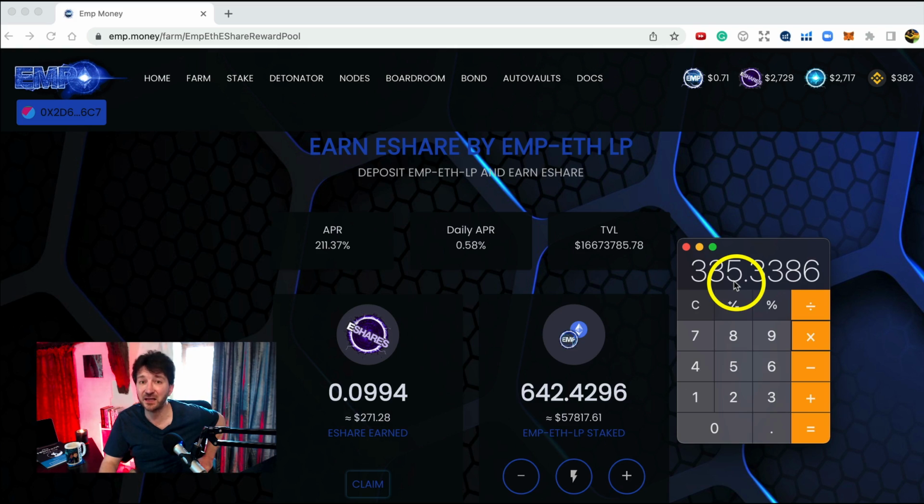$335 a day is what I am making based on this amount that's deposited and based on this daily APR. Now, the daily APR does change every day, as the name suggests. I have seen it a lot higher. I haven't seen it actually much lower than this, ironically, as I'm making this video. But even so, as I say, if I could invest in something that paid 0.5% a day, that's unheard of.